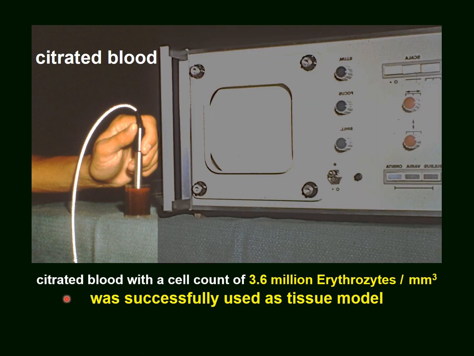We used for the tissue model successfully a cell density of 3.6 million erythrocytes per cubic millimeter. Of course, it was time consuming to exactly produce these tissue models, and they would last only a few days in a refrigerator before we had to go through the whole process again to obtain a tissue model. And without tissue model, we cannot set any instrument at tissue sensitivity.